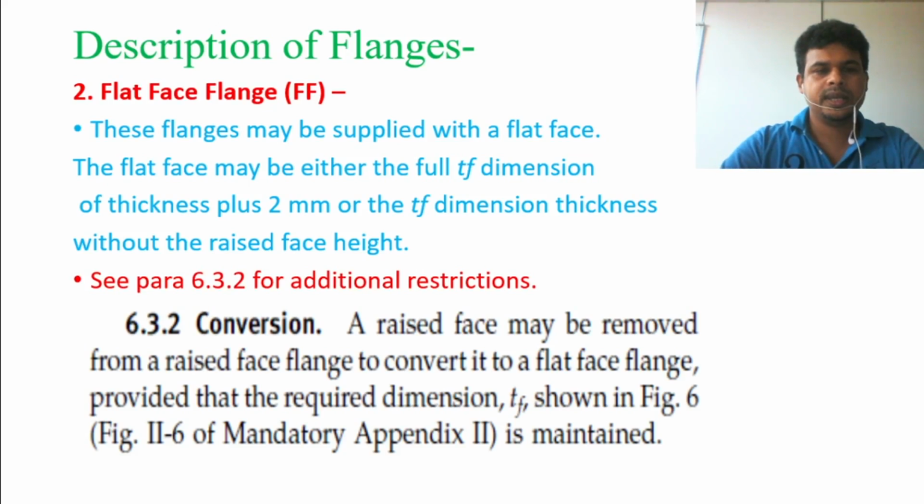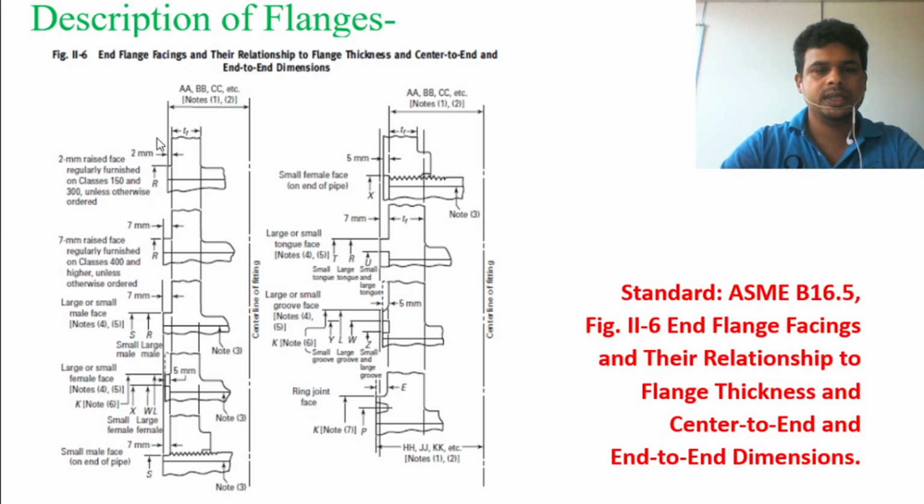You see para 6.3.2 for additional restriction: a raised face may be removed from a raised face flange to convert it to a flat face flange, provided that the required dimension TF shown in figure 6, which I already showed you, is maintained. So basically a flat face flange is made from a raised face flange. At that time they machine off the raised face, then make the flat face. For this case, this TF dimension can be the actual thickness of the flange plus 2 mm. Otherwise TF is only the actual dimension. You see the photos again, the same thing. This TF, as I already told you, can be with 2 mm or without 2 mm when we consider flat face flanges.